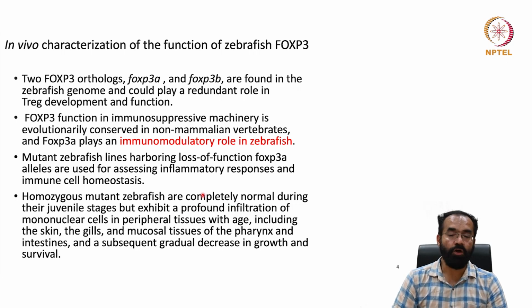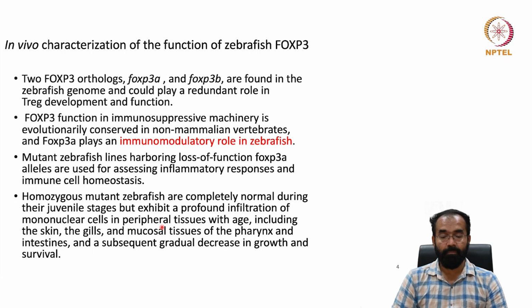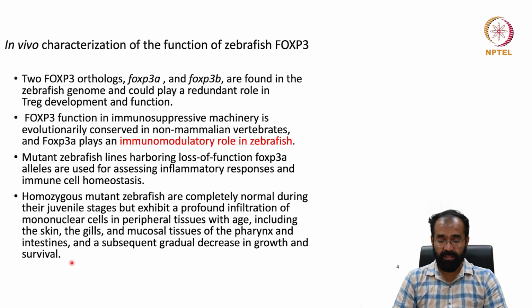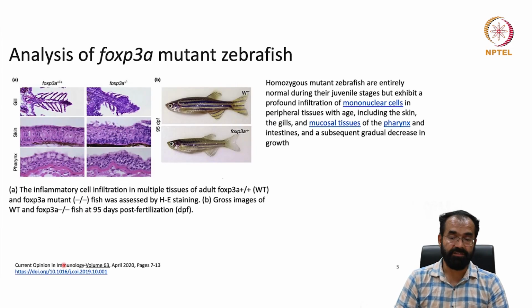Zebrafish are completely normal during their juvenile stages but exhibit profound infiltration of mononuclear cells in the peripheral tissue with age. Peripheral tissue means outside the boundary of the body, including skin, gills, mucosal tissues of the pharynx and intestine, and a subsequent gradual decrease in growth and survival. So we can see this in this picture.